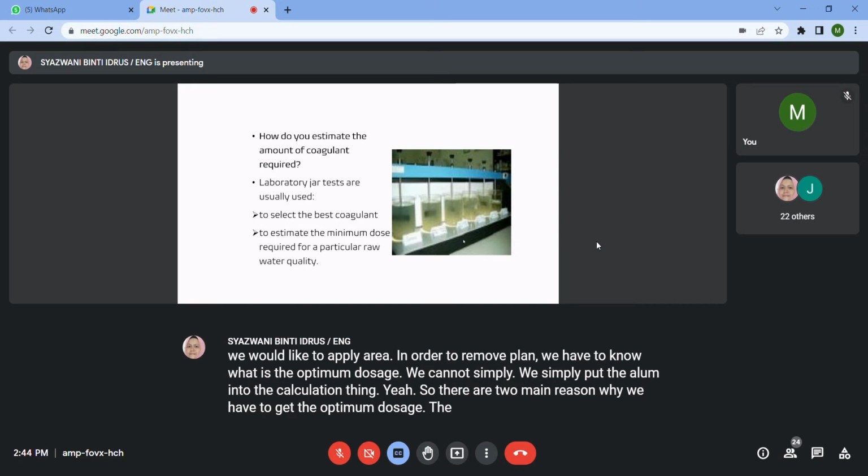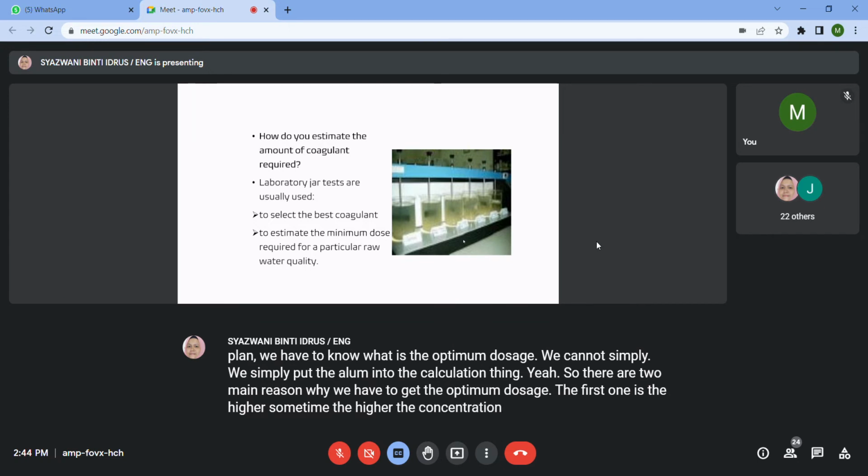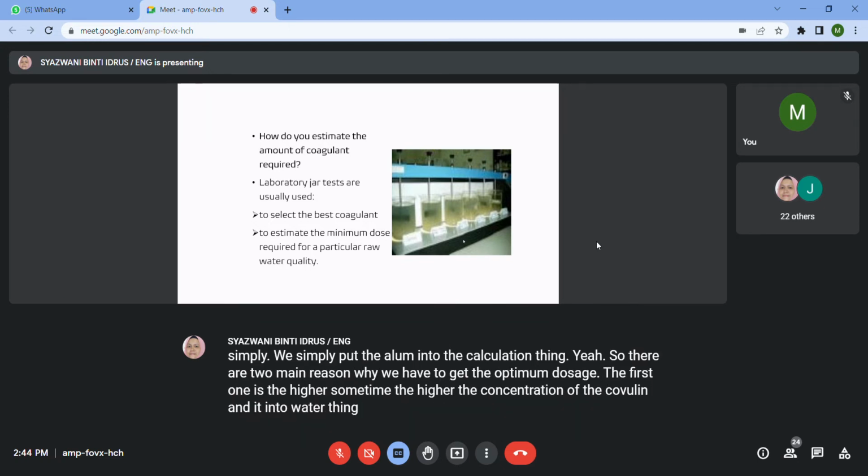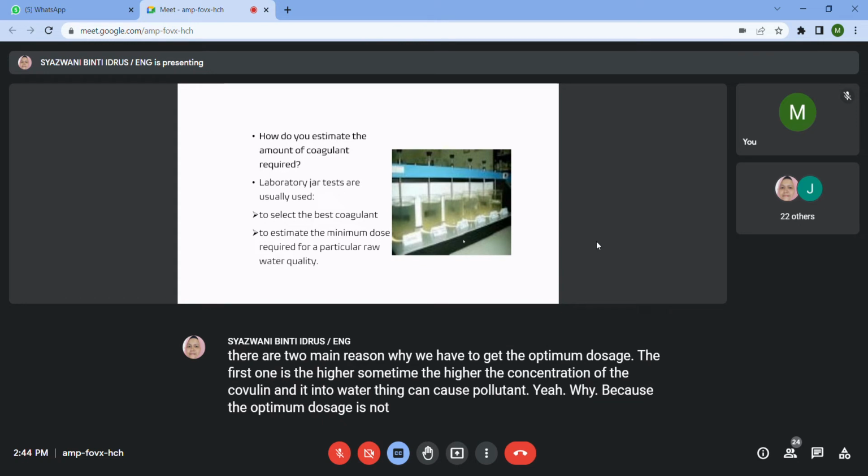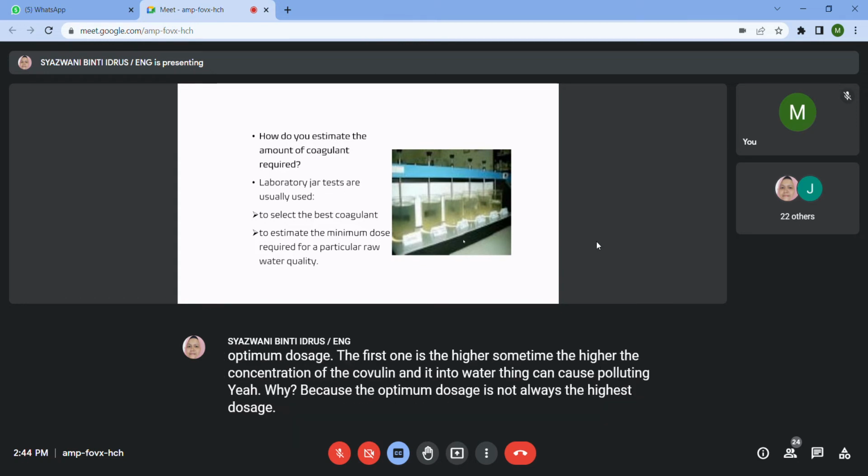There are two main reasons why we have to get the optimum dosage. The first one is that sometimes the higher the concentration of the coagulant added into the water tank can cause pollution. Why? Because the optimum dosage is not always the highest dosage. It's not always the highest concentration.